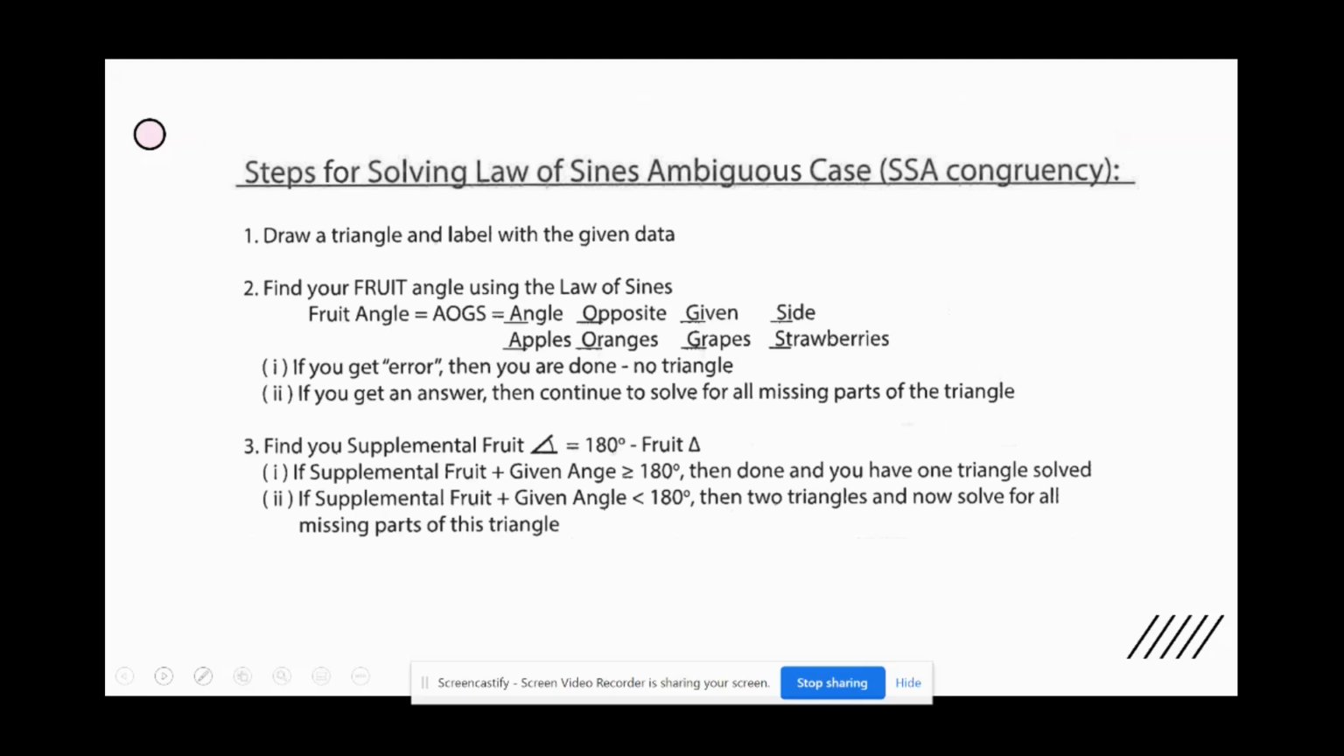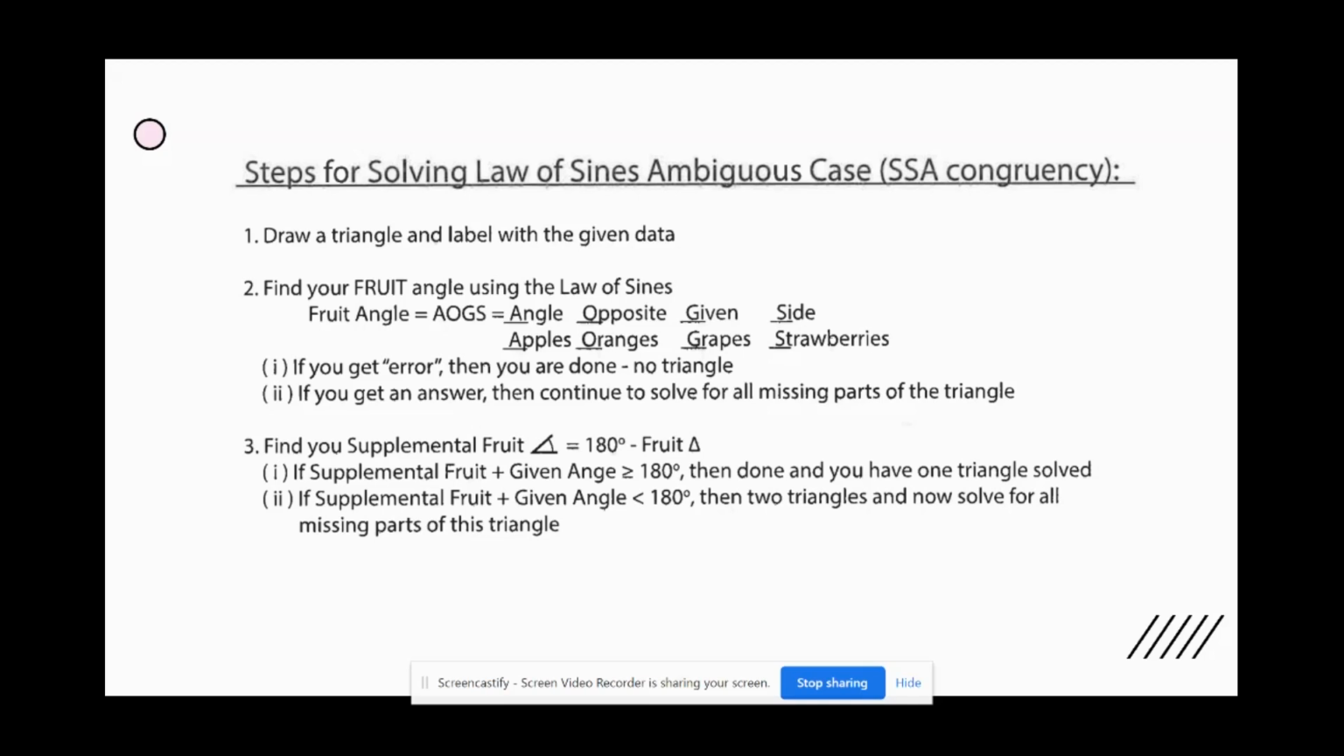So, steps for solving the law of sines ambiguous case. This is your SSA congruency. When you're given a problem, you first want to draw the triangle and label it. Okay, we're good at that. And here's a quick way to remember how to go about solving the law of sines ambiguous case. The fruit angle is the angle opposite the given side. So think of that phrase, angle opposite given side. In other words, apples, oranges, grapes, strawberries. That's your little fruit method of remembering it. It's always the angle opposite the given side.